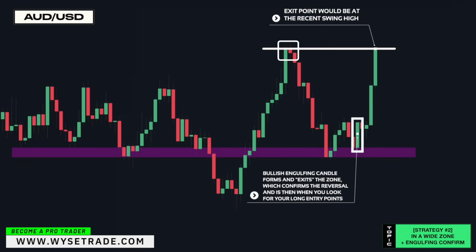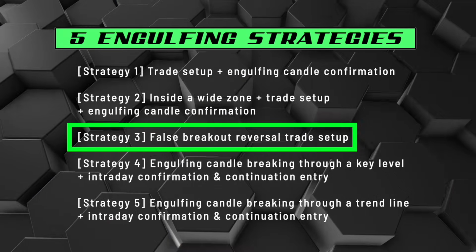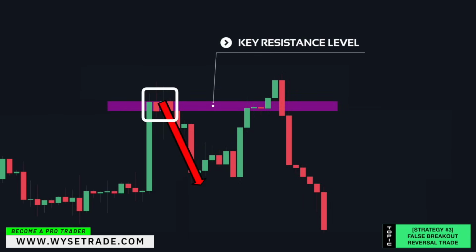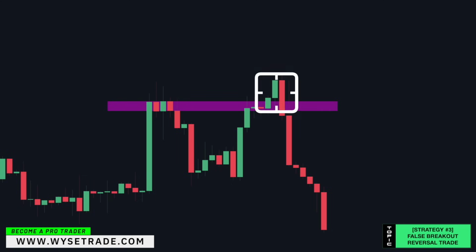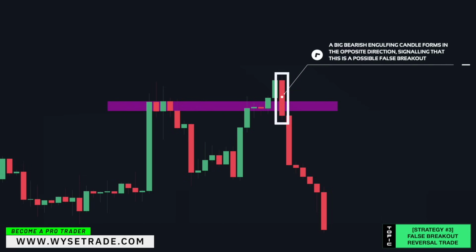So moving on to strategy number 3, which is a false breakout reversal trade setup. This reversal point here gives you your key level. As price comes back up, it breaks through the level. A lot of breakout traders would have entered long here, expecting price to continue on upwards. Price then forms a big bearish engulfing candle in the opposite direction, signaling that this is a possible false breakout.